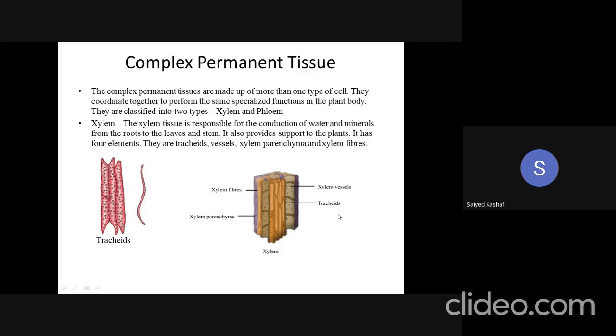And the xylem fibers have highly thickened cell walls, and the xylem parenchyma cells are living and thin walled, and their cell walls are made up of cellulose, and they store food materials in the form of starch or else in the form of fat and other substances like tannins. So this is the image of the xylem with their vessels.